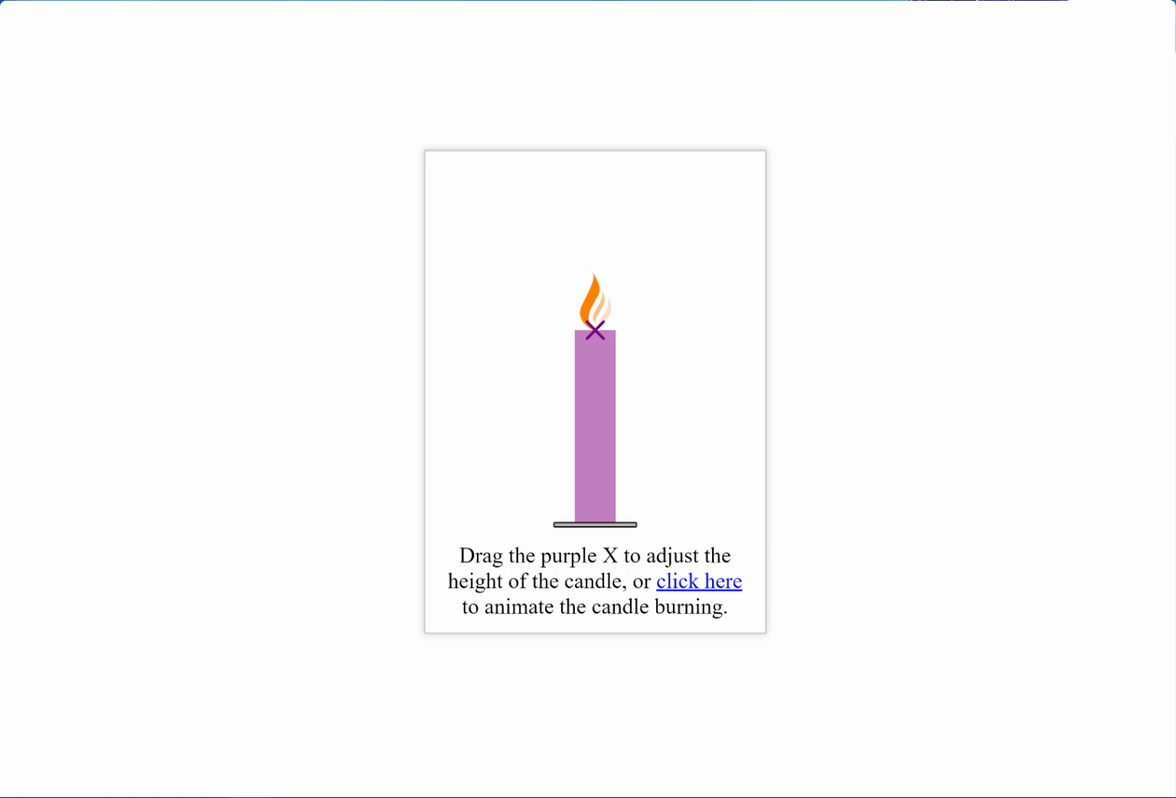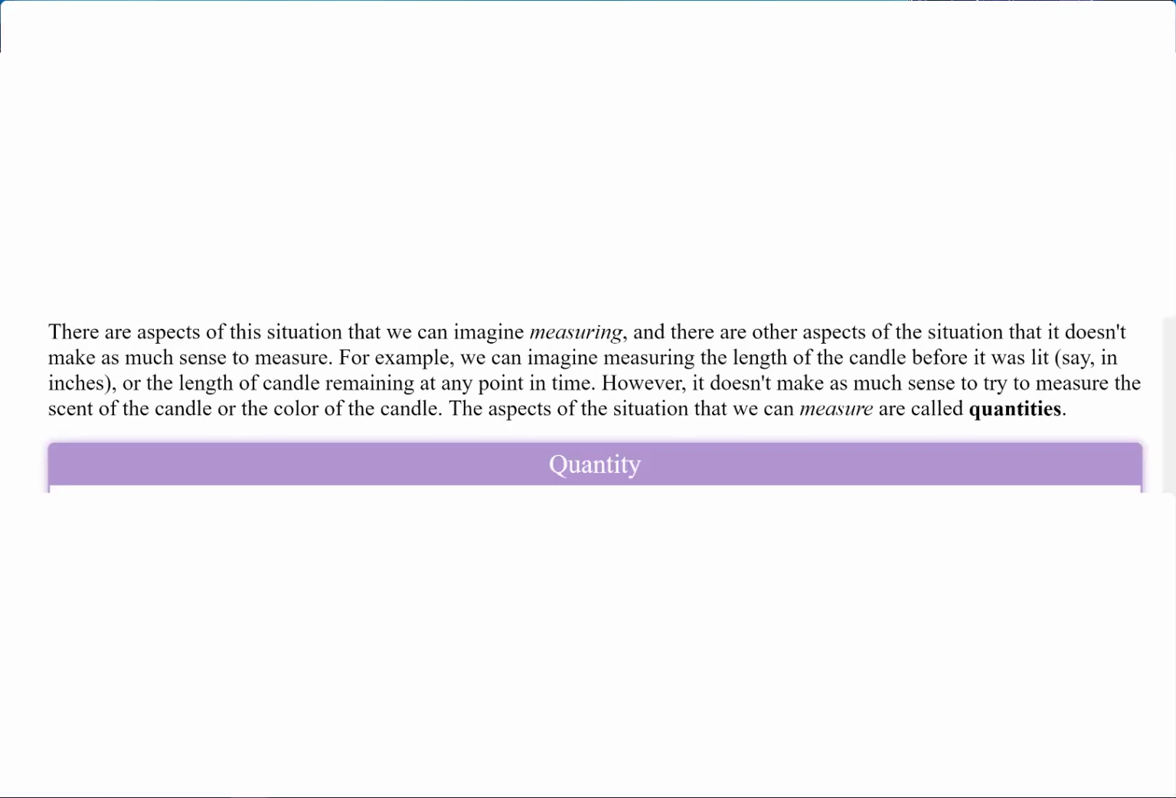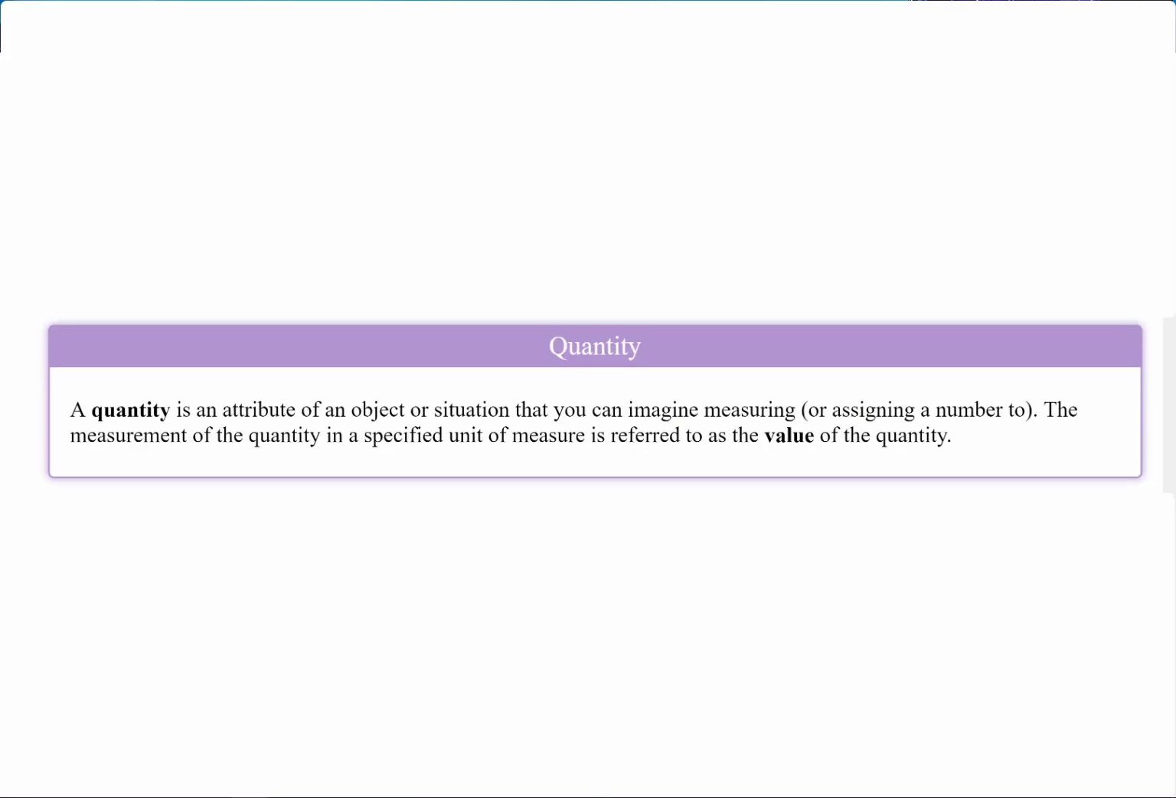Now, on the other hand, there are certain things that it doesn't really make sense to measure or assign a number to in the situation. So, for example, the type of candle, or maybe the type of wax, or the color of the candle. These are some things that, for our purposes, it doesn't really make sense to assign a number to. In general, we say a quantity is an attribute of an object or situation that you can imagine measuring or assigning a number to. And the measurement of the quantity in a specified unit is referred to as the value of the quantity.